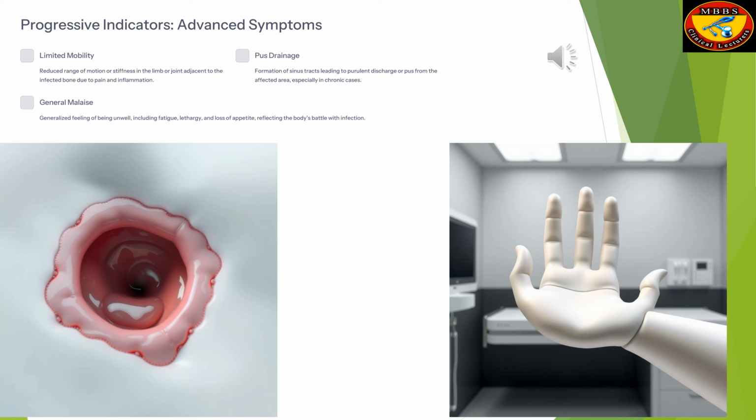Limited mobility: reduced range of motion or stiffness in the limb or joint adjacent to the infected bone due to pain and inflammation. Pus drainage: formation of sinus tracts leading to purulent discharge, or pus, from the affected area, especially in chronic cases. General malaise: a generalized feeling of being unwell, including fatigue, lethargy, and loss of appetite, reflecting the body's battle with infection.